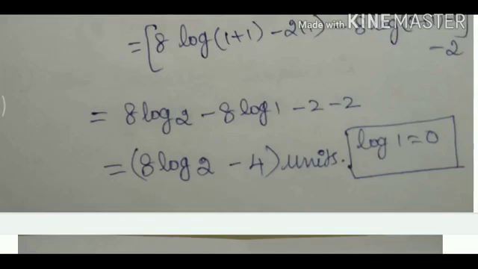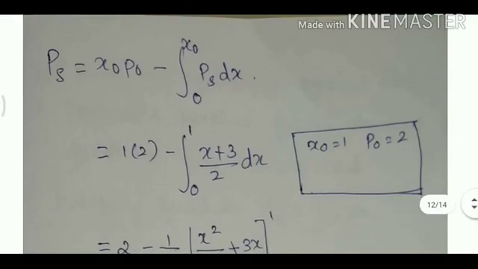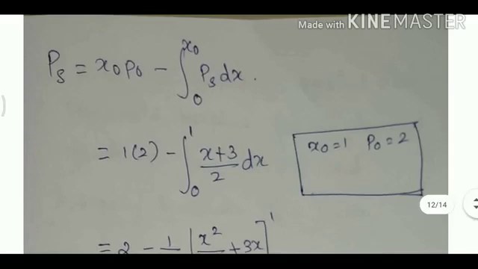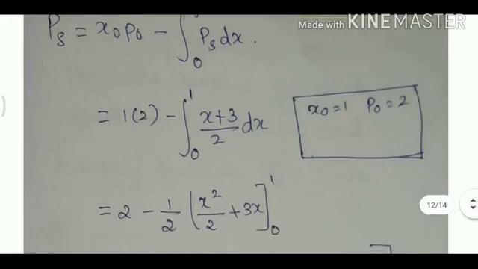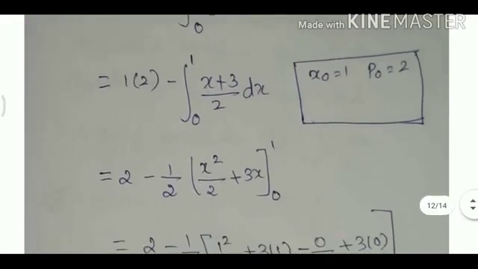Now we are going to see the producer surplus, applying the formula x naught p naught minus the integration from 0 to x naught of PS dx. So here the value of x naught equals 1 and p naught equals 2, minus the integration from 0 to 1 of PS, which is given in the question as (x plus 3) by 2 dx. So 2 minus 1 by 2. I am taking 1 by 2 as common here.